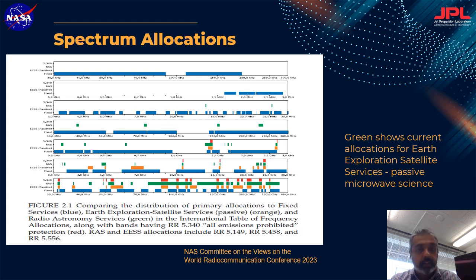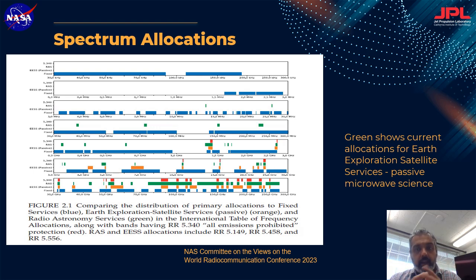So spectrum allocations. If you look at this plot, there are 7 subplots. It's from the National Academy of Science Committee on the Views of Work 2023. That's where this plot's from. For example, the top plot shows you from 30 kilohertz to 300 kilohertz. The second top plot shows from 300 kilohertz to 3 megahertz, then 3 megahertz to 30 megahertz, and so on and so forth, all the way up to 300 gigahertz. So this is more or less your microwave regime.